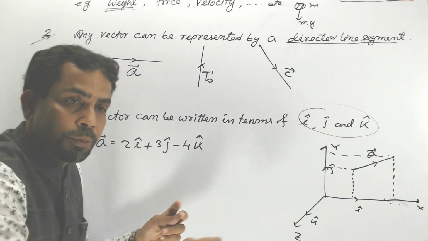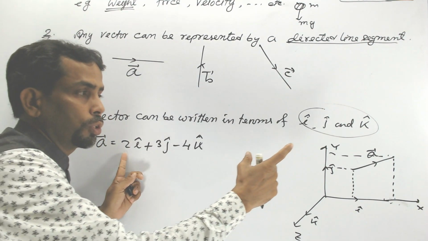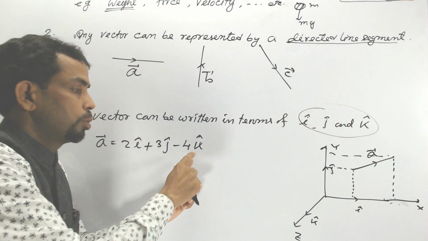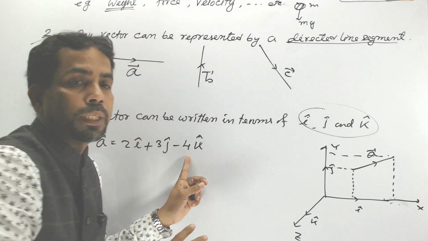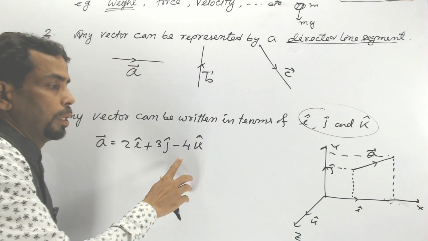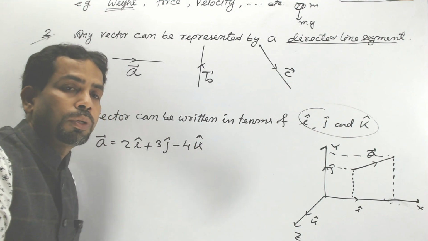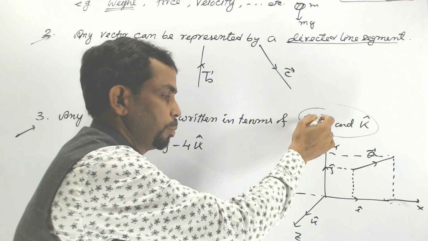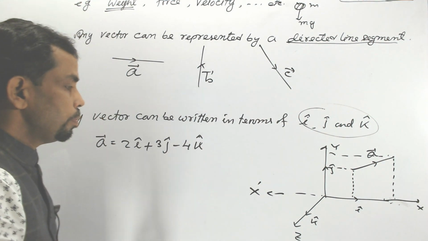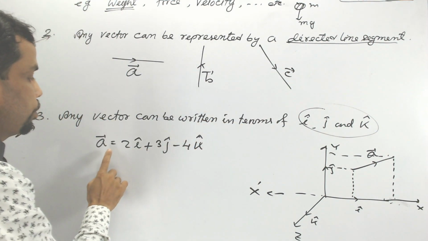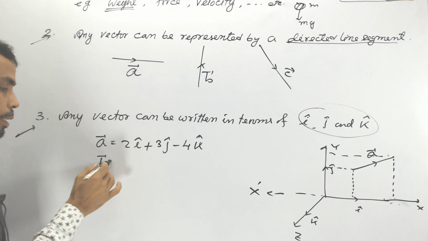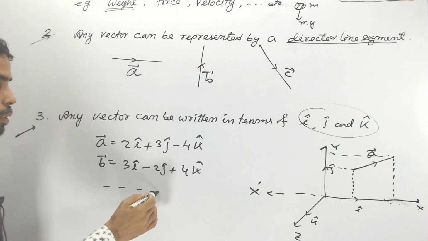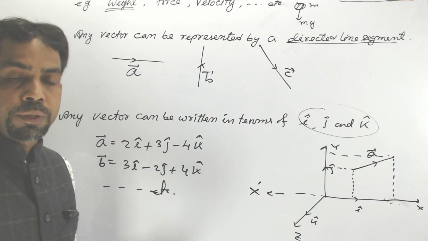Any vector we can write in terms of i, j, k like this. The coefficient of i is the projection of the vector on the x-axis, the coefficient of j is the projection on the y-axis, and the coefficient of k is the projection on the z-axis. Maybe in the negative direction, maybe in the positive. Here minus 4 means it is in the negative direction, because we have the idea of coordinates: x dash is in the negative direction, y is positive, y dash is also in the negative direction. So any vector can be written in terms of i, j, k. A is a vector, say B is another vector, say 3i minus 2j plus 4k, etc.